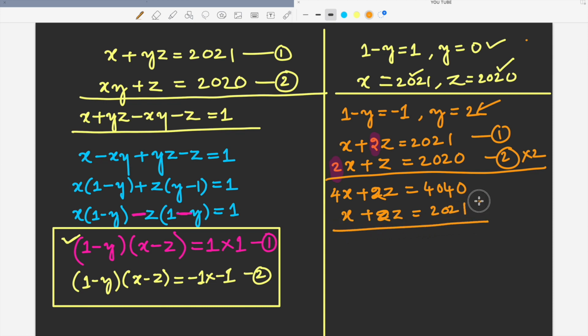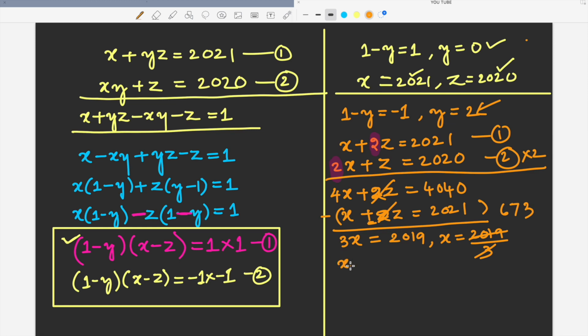So what I'll do, I'll subtract this equation from this. So 4x minus x would be 3x. Of course the minus 2z plus 2z get cancelled out because the sign changes here. 3x equals 4040 minus 2021 would be 2019. From this I can write x equals 2019 over 3. So I can cut by 3, it goes 6, 18, I have left 2, so it would be 7, 3.